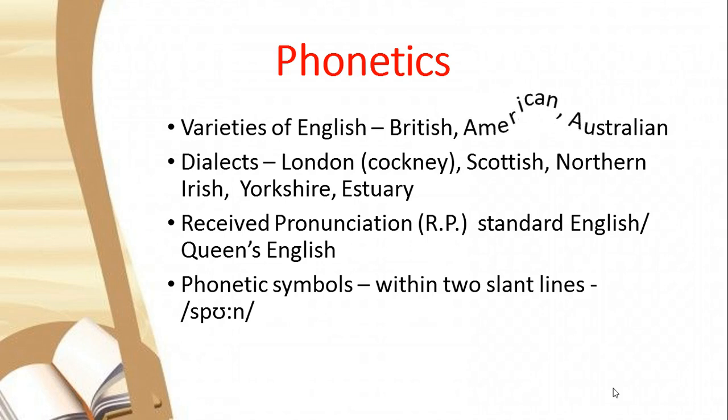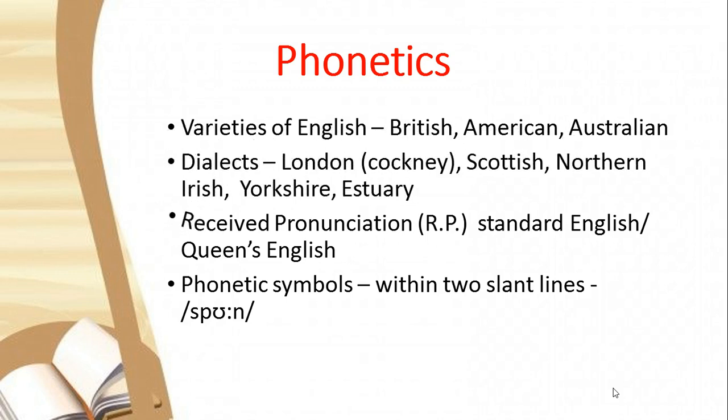English is a lingua franca, so we have varieties of English being spoken across the world. Like that, we have too many dialects being spoken inside England. To have a standard English, following Queen's English, Received Pronunciation was established. It contains a set of phonetic symbols to represent each speech sound in English. They are usually written within two slanting lines.